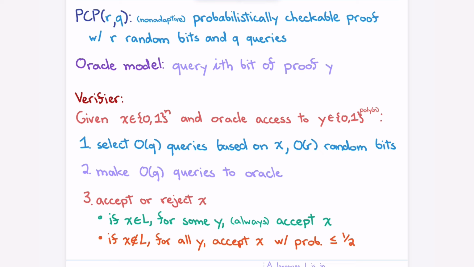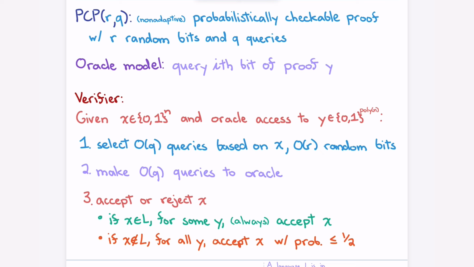The probabilistically checkable proofs use R random bits and Q queries. Usually it's log n random bits, given X and oracle access to Y, some proof, and we just assume oracle access because it's no fun to read all of Y. You're allowed to choose a few spots to query, and you use some random bits to get there, and then you query those parts of the proof. Show me the 10th bit, the 100th bit, the 500th bit. I look at those 3 bits and I say yes or no.